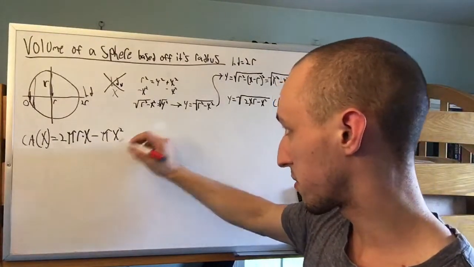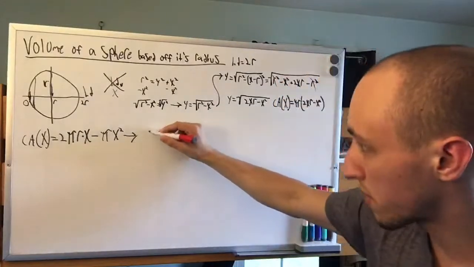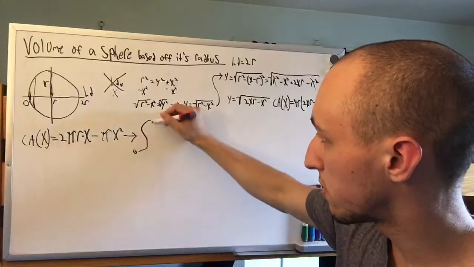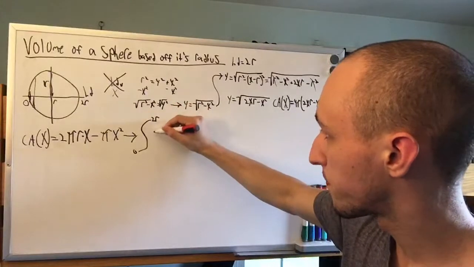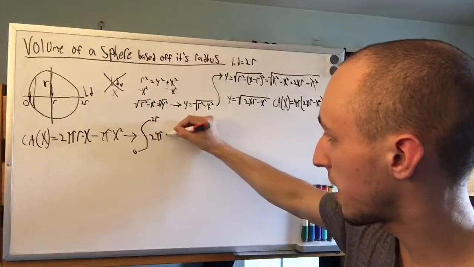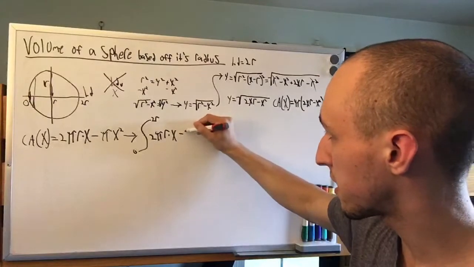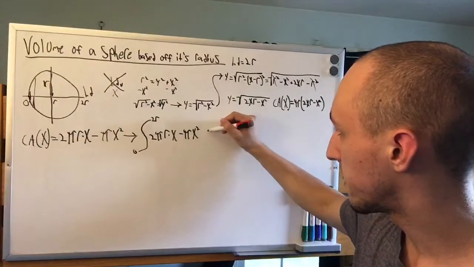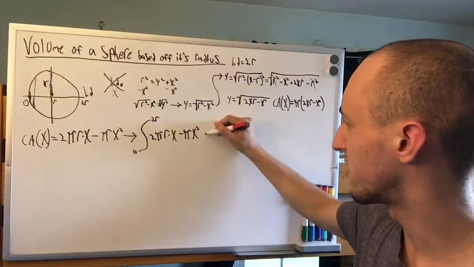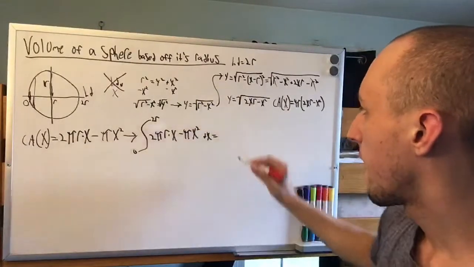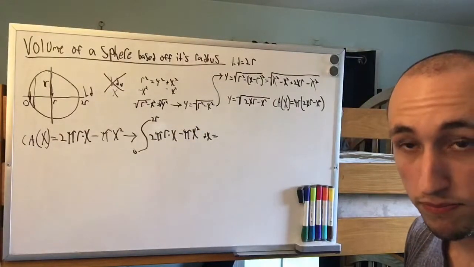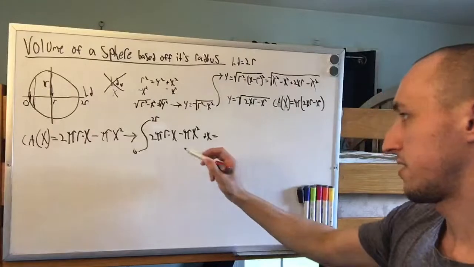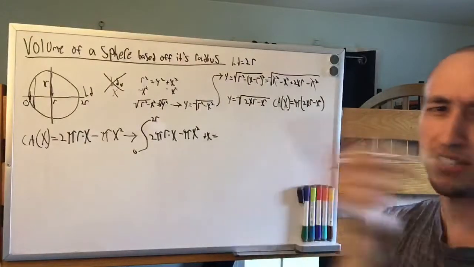So, we're going to integrate this. From here, we're going to have our integral, and it's from 0 to 2r of 2 pi r times x minus pi x squared dx. It doesn't matter about parentheses. Okay? And now we have to integrate. This is lovely because this is just the reverse power rule, the power rule of antiderivatives.